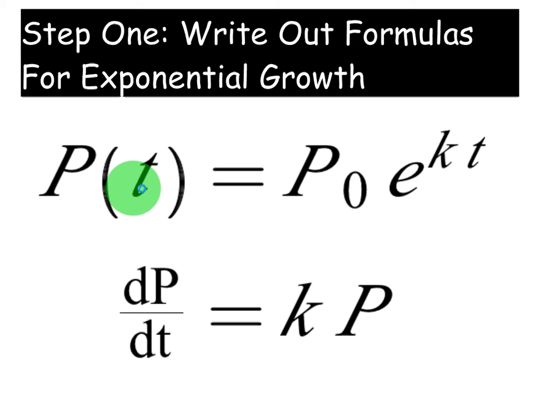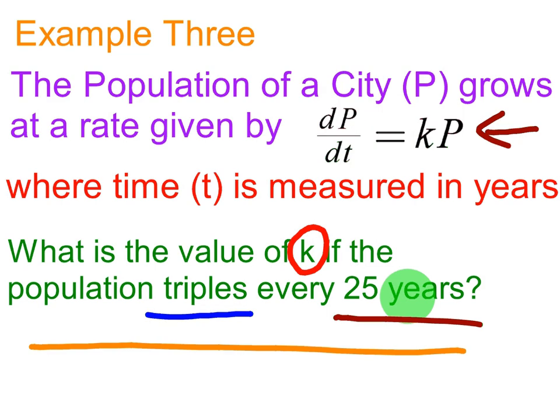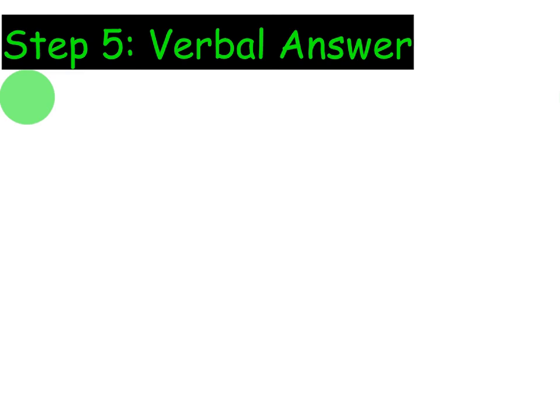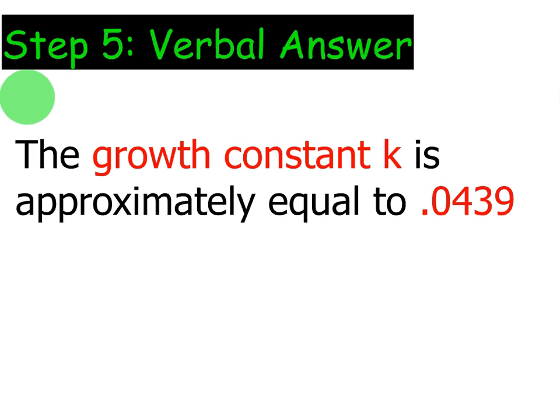But again, I think this is an amazing problem because we weren't given the initial population. We were only given that the population triples every 25 years, and with that particular information, we could actually find that k is equal to 0.0439. Last, we want to answer verbally. For step 5, the verbal answer is the growth constant k is approximately equal to 0.0439.